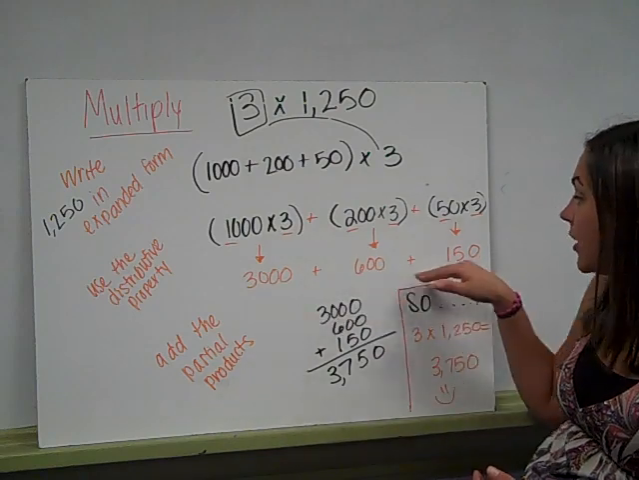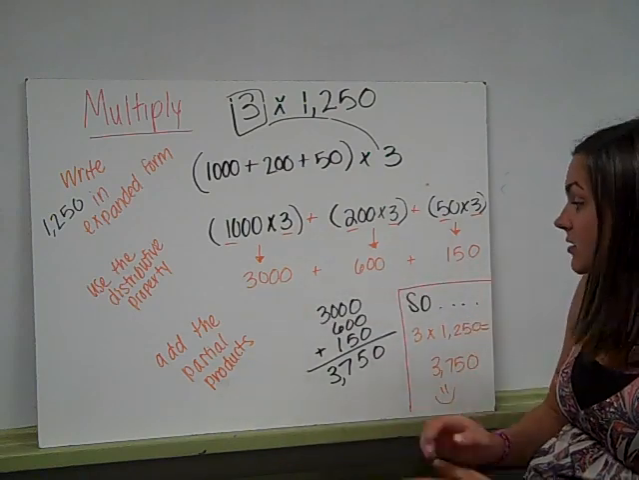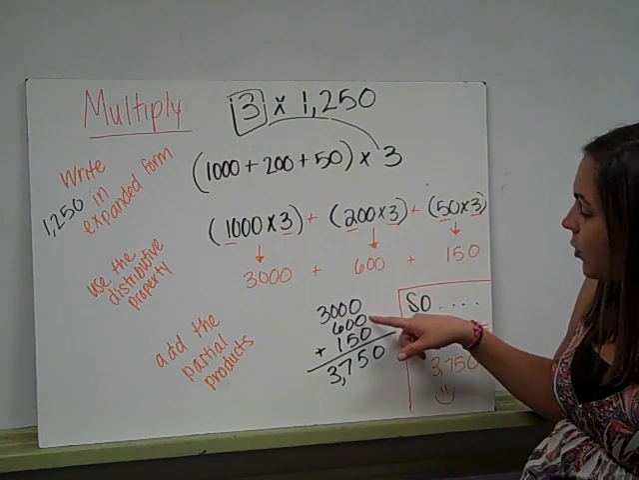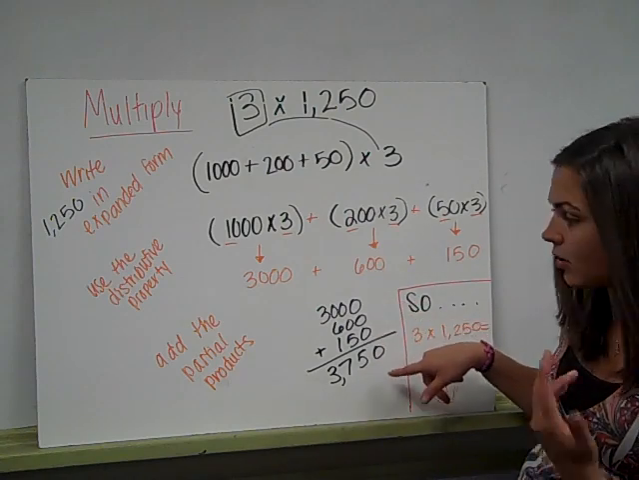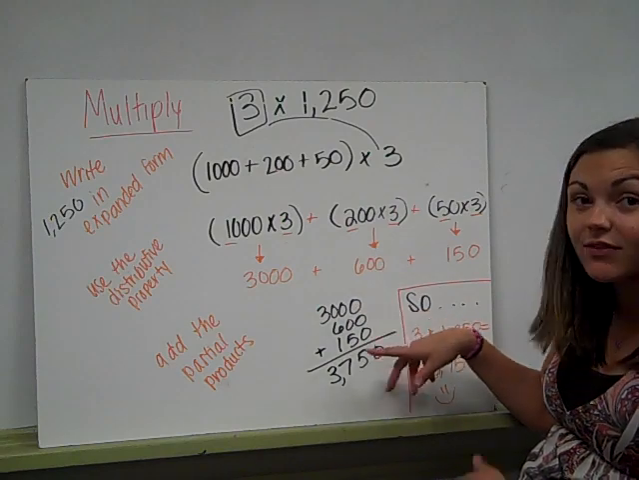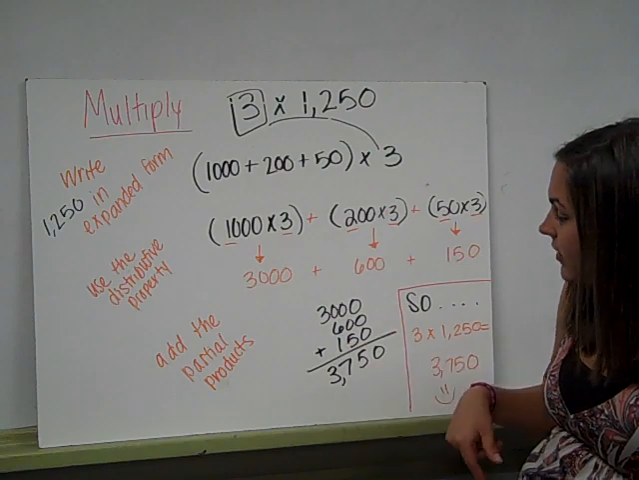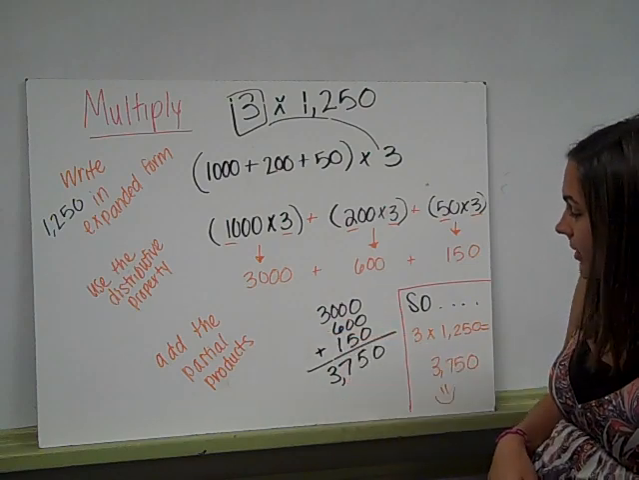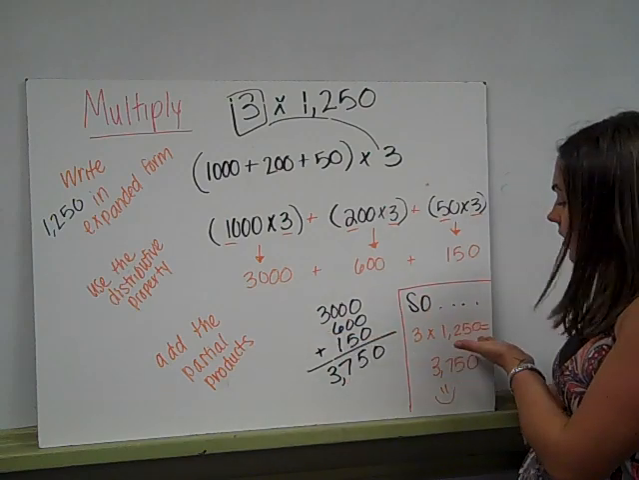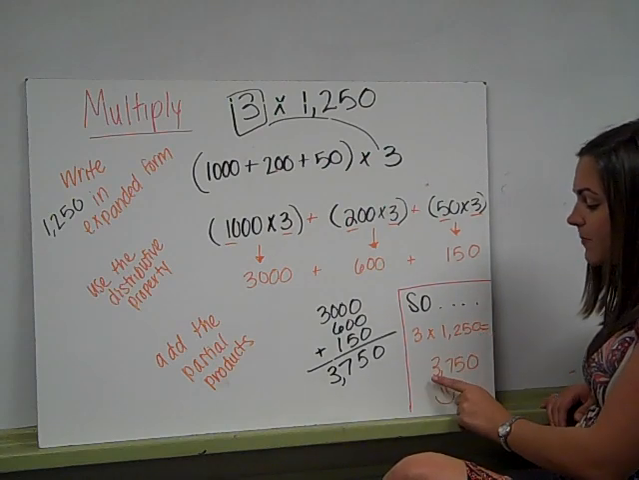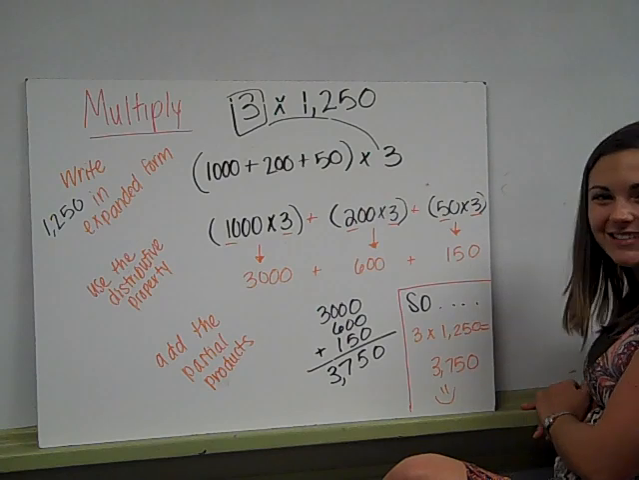Remember, these are all part of the actual whole product. 3,000, 600, 150. 0 plus 0 plus 0 is 0. 0 plus 0 plus 5 is 5. 0 plus 6 plus 1, so I have 6 plus 1 is 7. And 3 plus nothing is 3. So 3 times 1,250 equals 3,750.